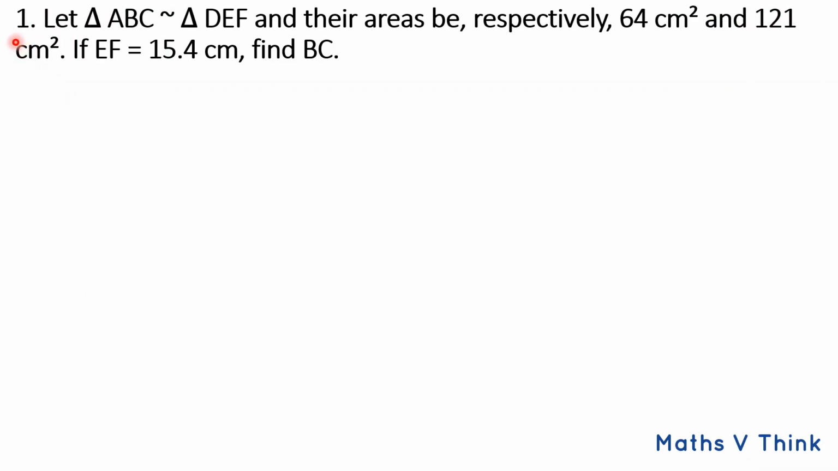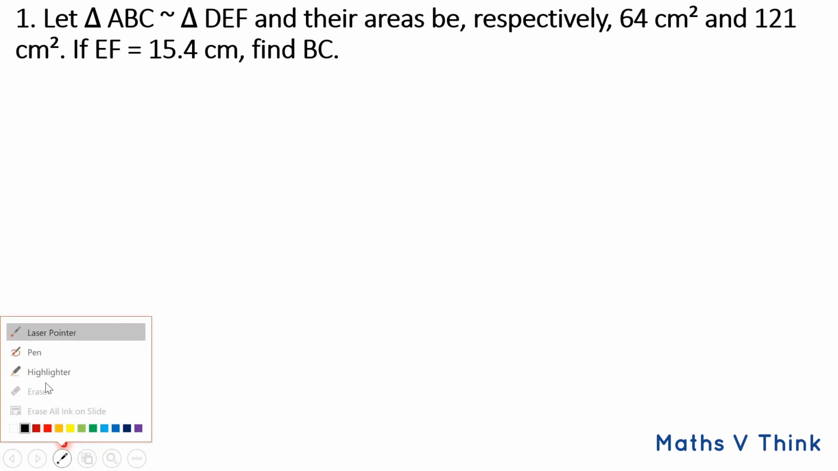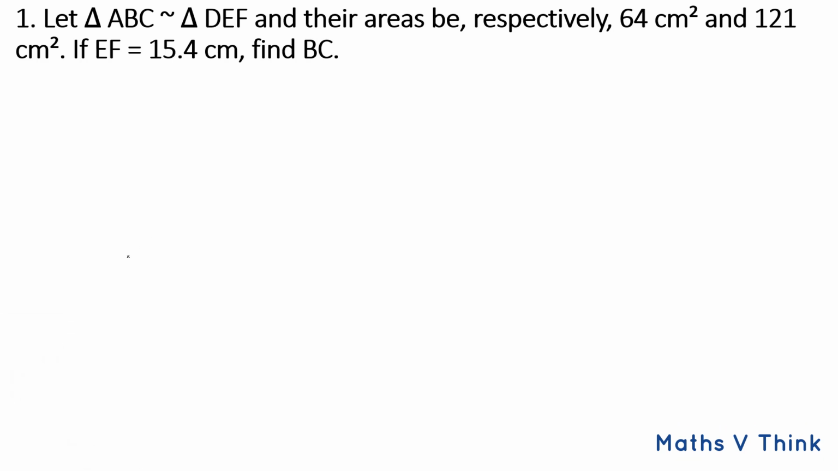The first question of exercise 6.4 says, let triangle ABC be similar to triangle DEF and their areas be respectively 64 cm square and 121 cm square, and EF is equal to 15.4 cm. Find BC. First we shall draw the diagram. Triangle ABC and triangle DEF.